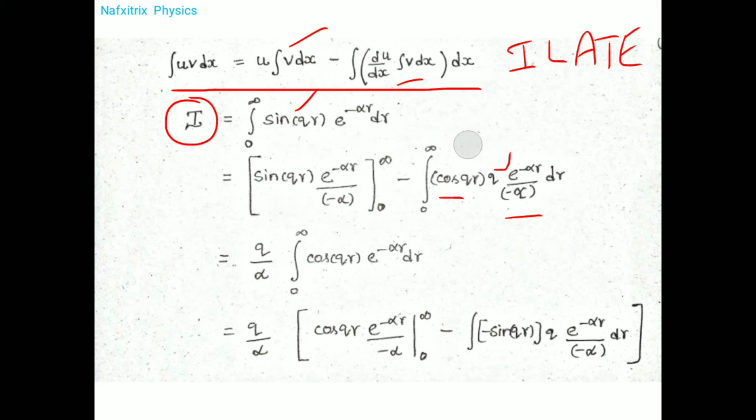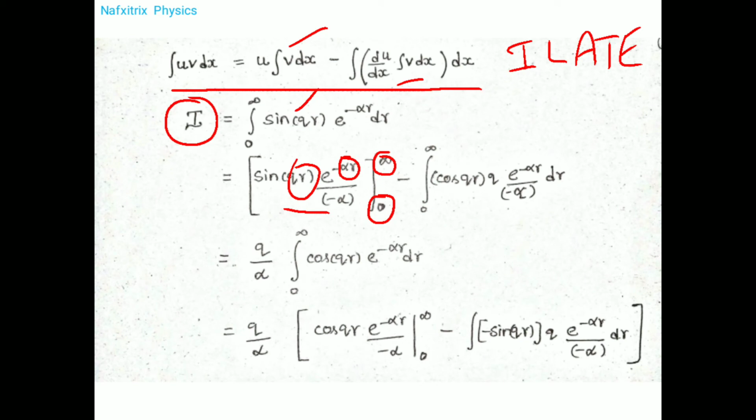So if we apply limits over here, for this entire function, if we apply the upper limit, that is infinity, we would get e power minus infinity. That is nothing but 1 by e power infinity, so 1 by infinity, which is nothing but 0. So the upper limit would be 0. And next, if we consider the lower limit, sine 0 is nothing but 0. So that is also 0.